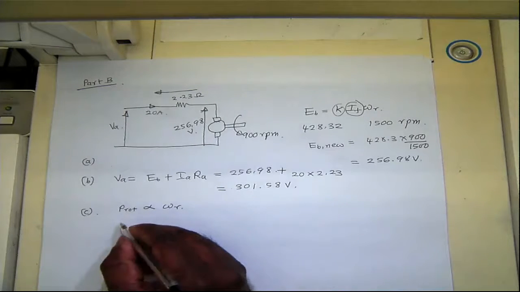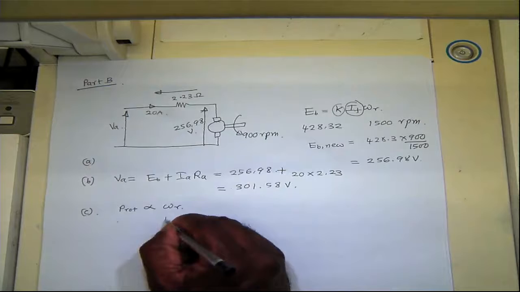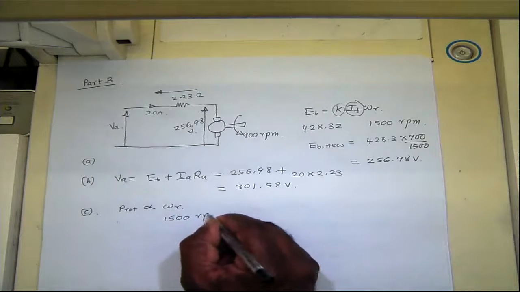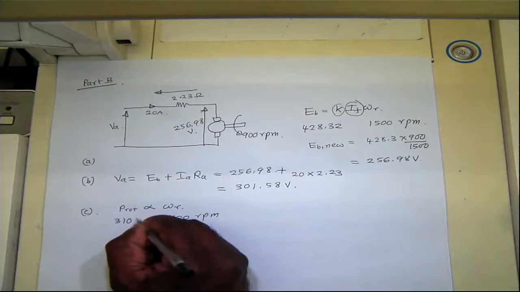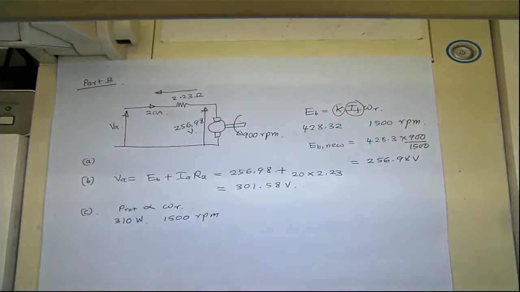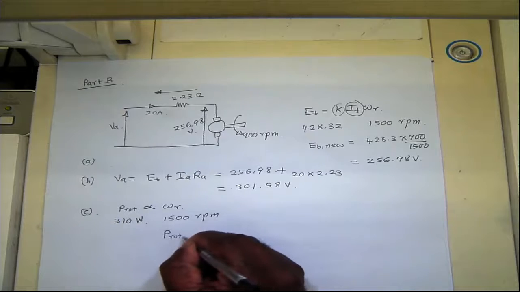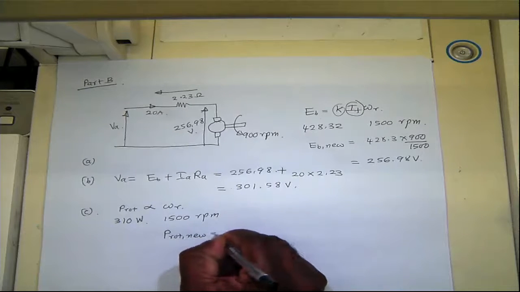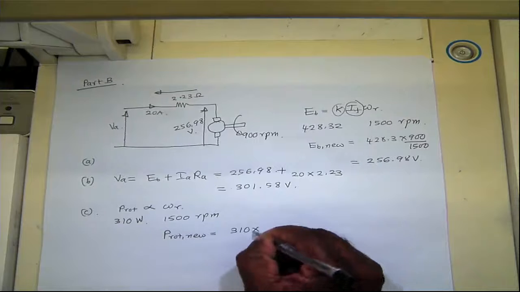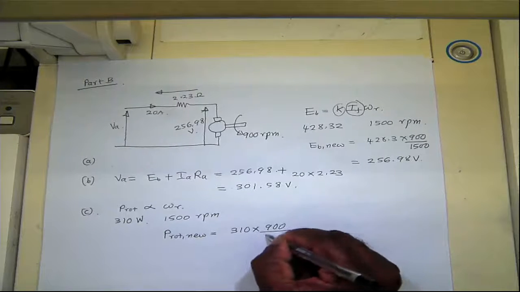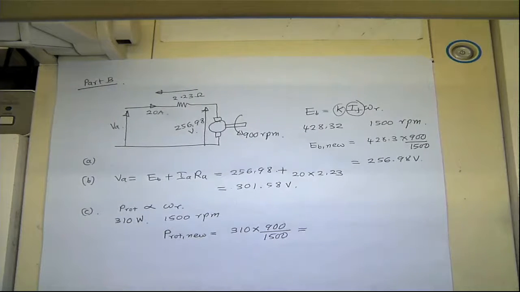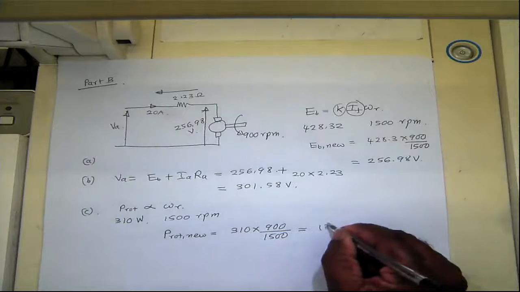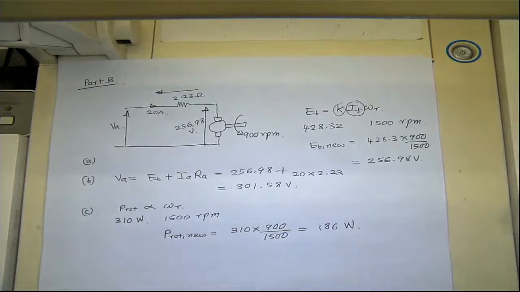So at 1500 RPM, we have 310 watt rotational losses. We need to find the rotational losses at 900 RPM. So P rotational losses new will be 310 times 900 over 1500, which is 186 watt. That's the rotational losses we've estimated.